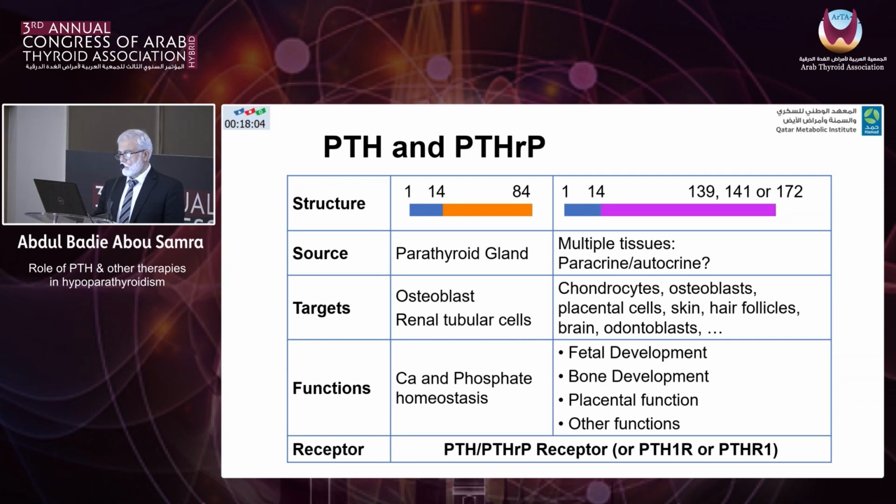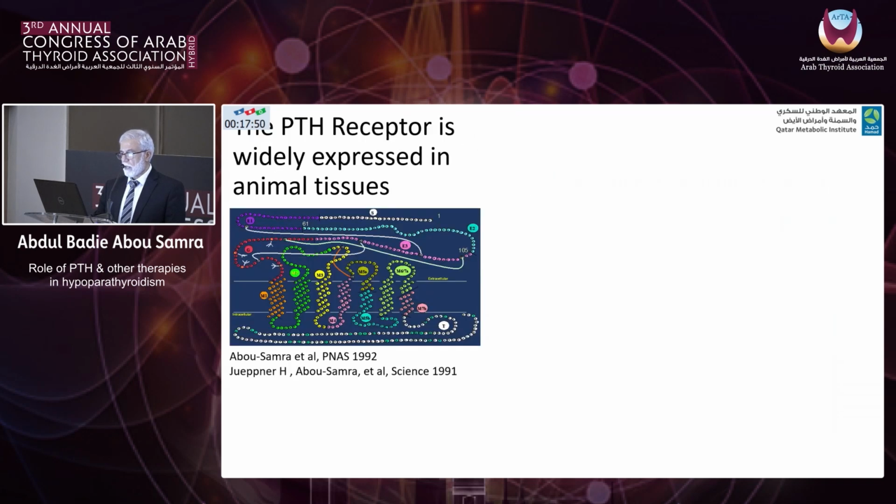I'm not going to go over PTH and PTHrP, just for the information. Parathyroid hormone is secreted from the parathyroid gland, whereas PTH-related peptide is made in many tissues, and probably it's acting locally as a local factor.